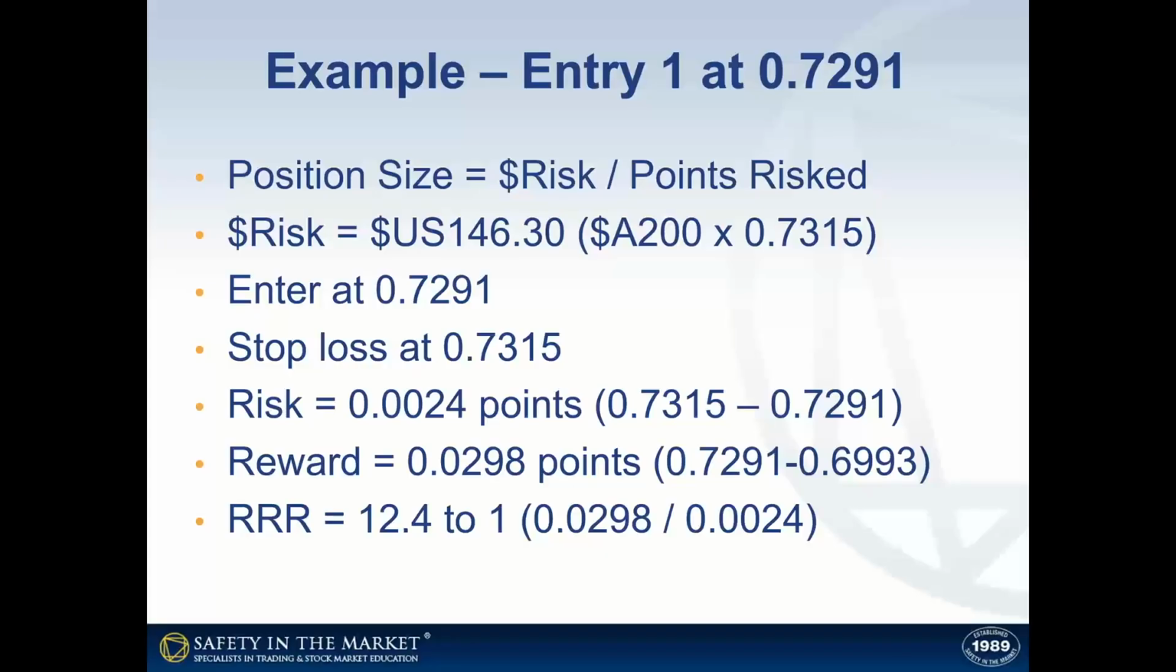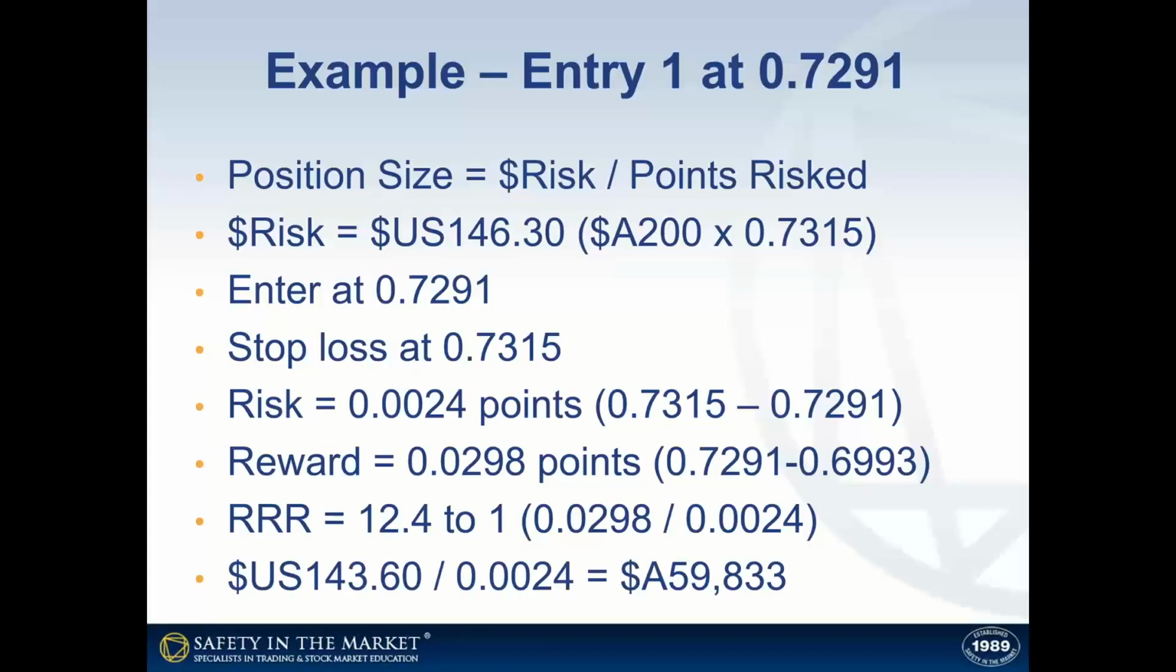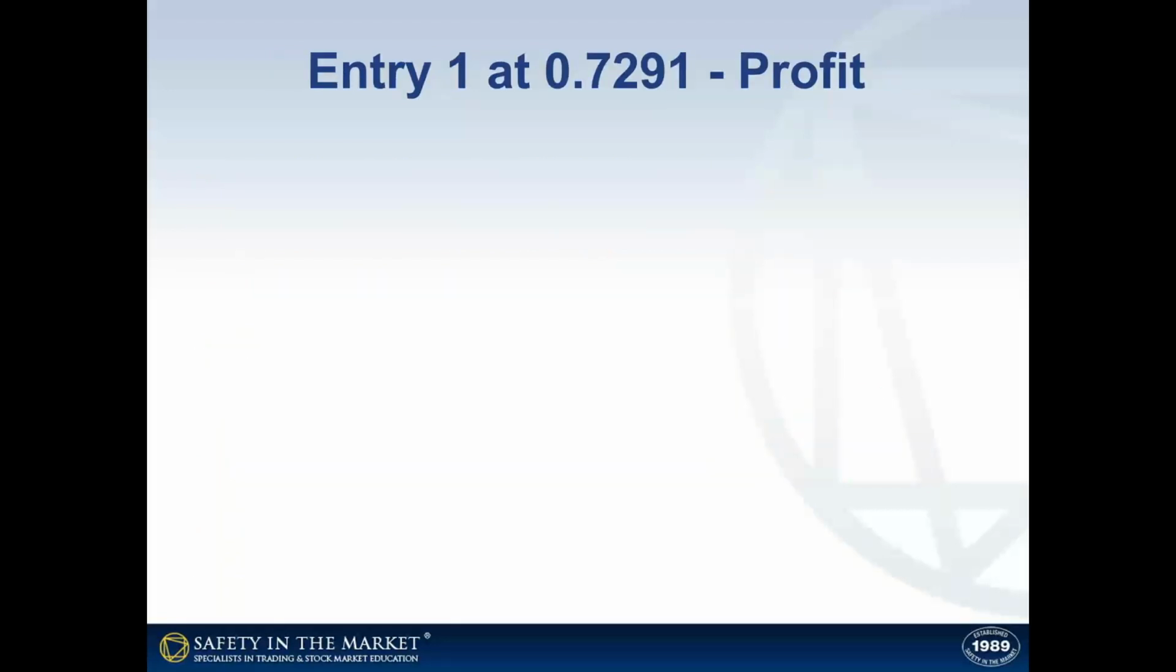I hope you took the time to do that exercise, and I hope that you got the same answer as me at 59,833. Now, for trading purposes, you would probably round that down to a neat 59,000. So let's look at how that trade pans out. The position size is 59,000 Australian dollars.